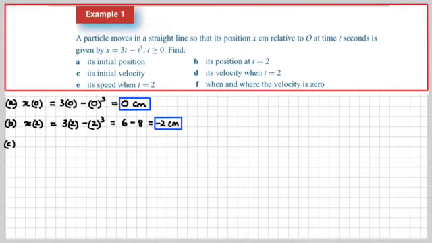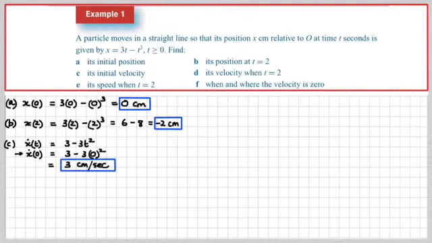What's C? Initial velocity. Well, now we've got 2. What do we got to do? Yes, we have to take the derivative of this one here, because the derivative dx dt is velocity, where x is displacement. So it'll just be 3 minus 3t squared. So we need the initial velocity. Put t is naught in there. We get 3 centimetres per second, right? That's what we get.